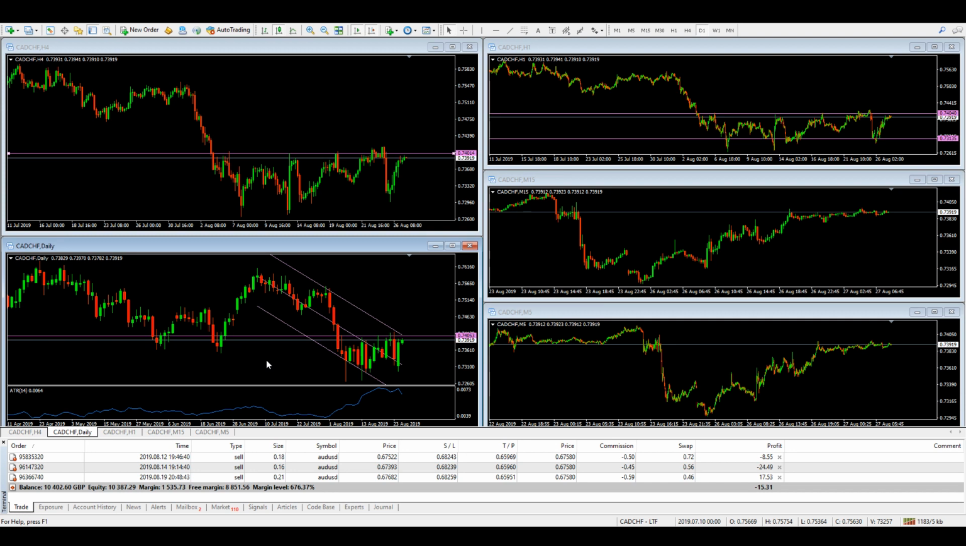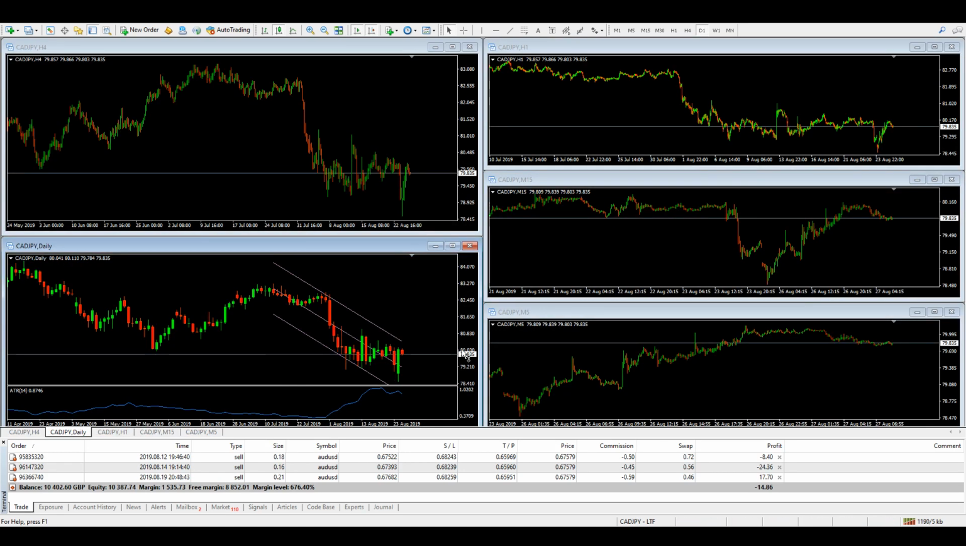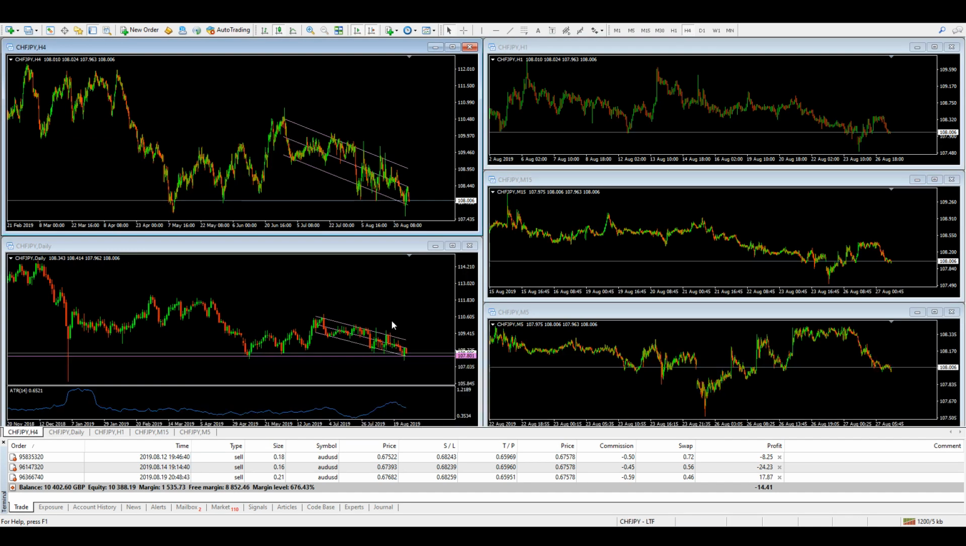The reason for looking for everything to be trending in a similar way, that time frame correlation or time frame agreement, is because you just increase the probability of the trade going in your favor. CADJPY, similar story. I won't labor the point. We've got the same kind of resistance here, same structure that we'd be looking at, same way of structuring the trade we'd be looking at.